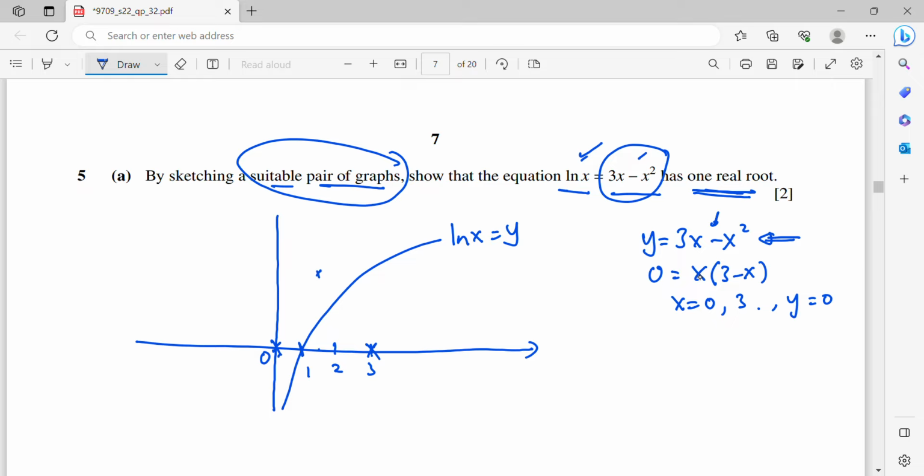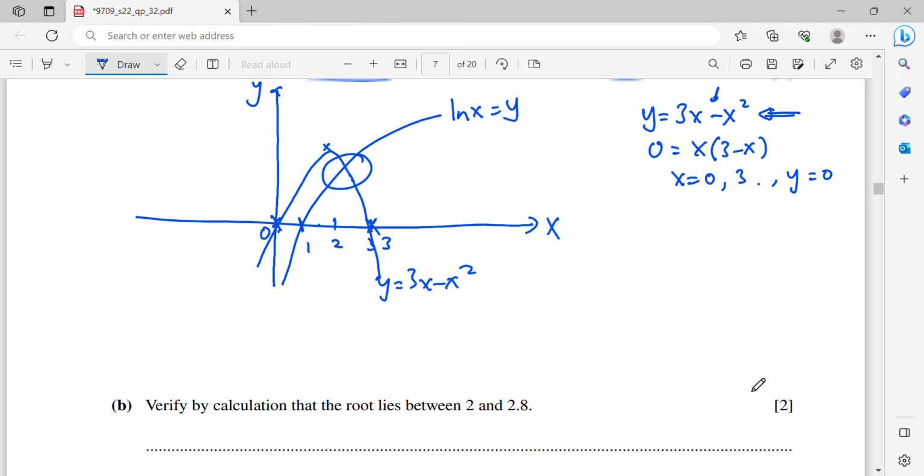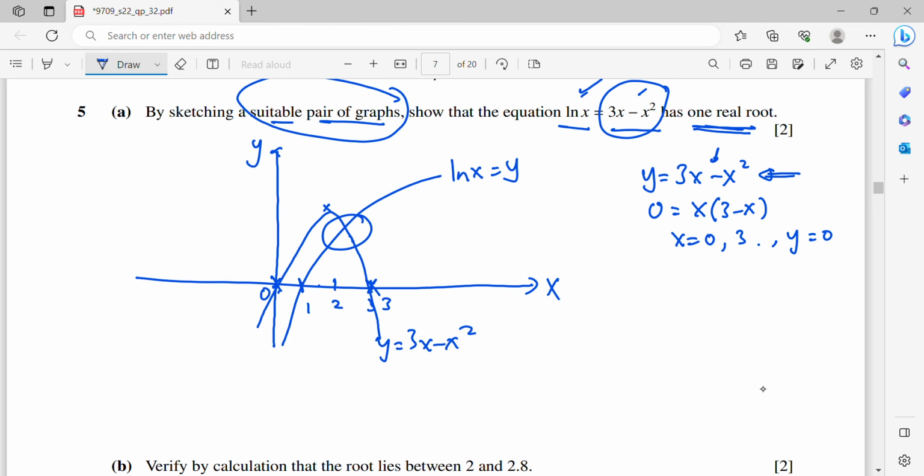So, alright, now just simply sketch. Let's say this is a quadratic curve. The y coordinate of the maximum point of the quadratic is not important. Alright, so this is y equals 3x minus x squared. Here is x, here is y. And then this is 3. So from here, there's only one intersection point. Therefore, the equation has only one real root.